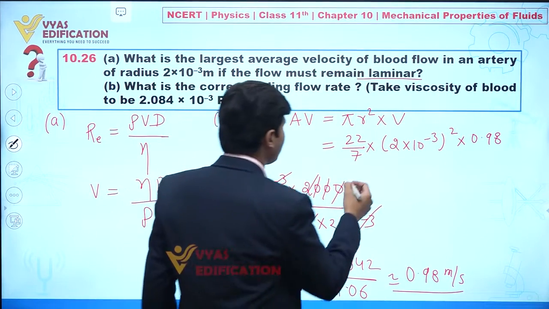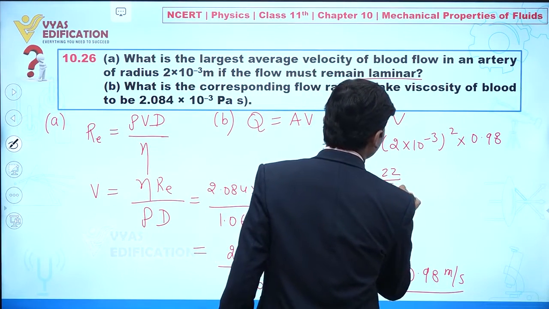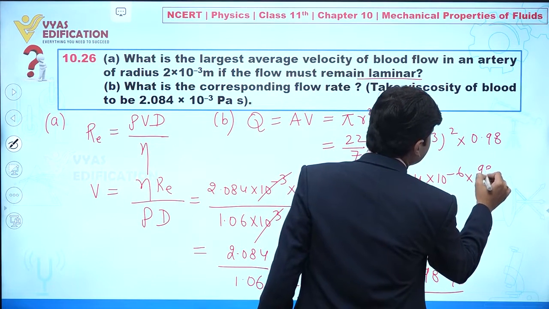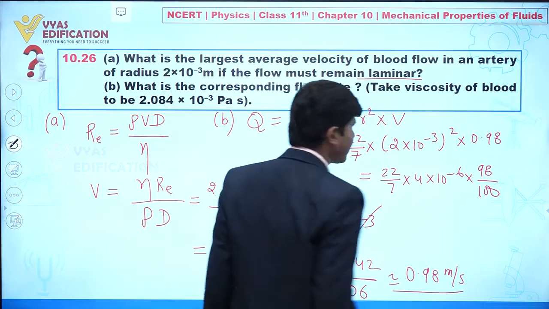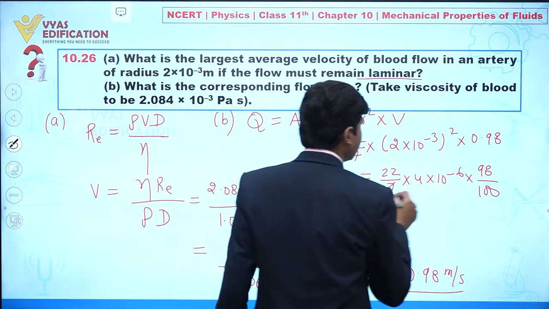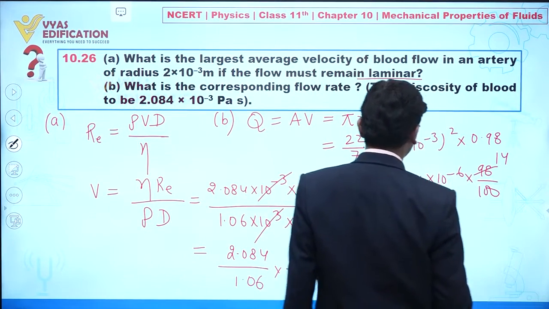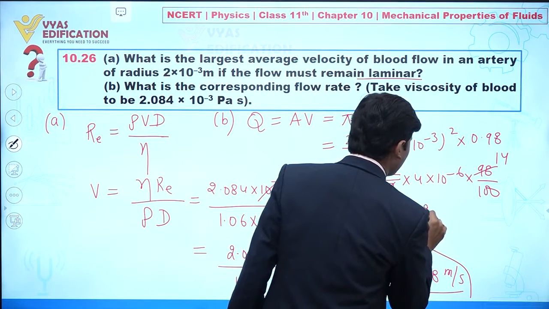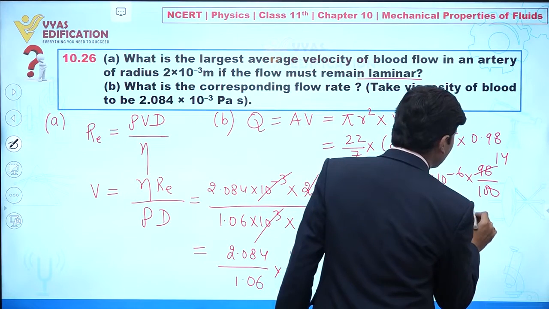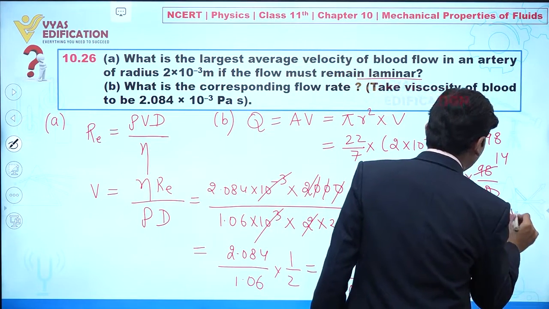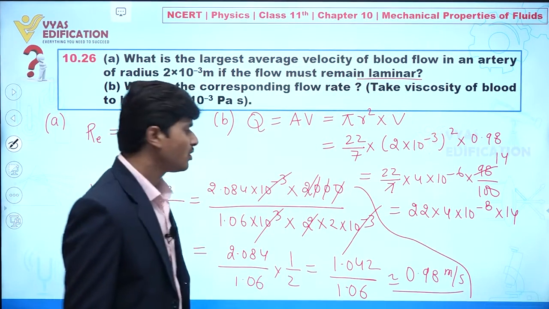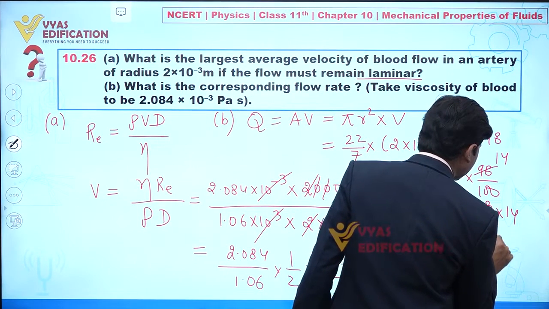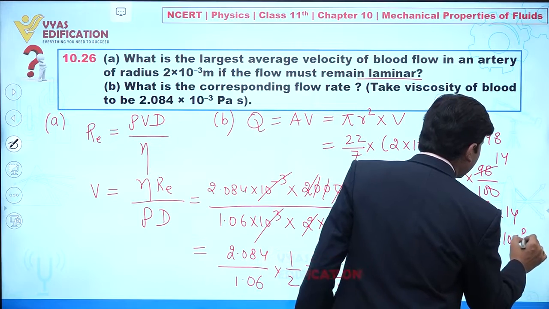So from here if you calculate, we get 22 by 7 into 4 into 10 to the power minus 6 into 98 by 100, clear? So from here we are getting 14. So this is equal to 22 multiplied by 4 into 10 to the power minus 8 multiplied by 14, clear. So from here I can write 22 into 56 into 10 to the power minus 8, clear.